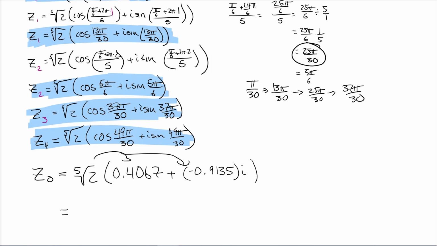So 0.4067. And I get 0.4672 plus, oh, that's going to be a minus. That's going to be a minus. And now we punch this in. And now I'm going to do the 5th root of 2 times that rounded number. So 2 raised to the 0.2 times negative 0.9135. Woo! Minus 1.0493i.